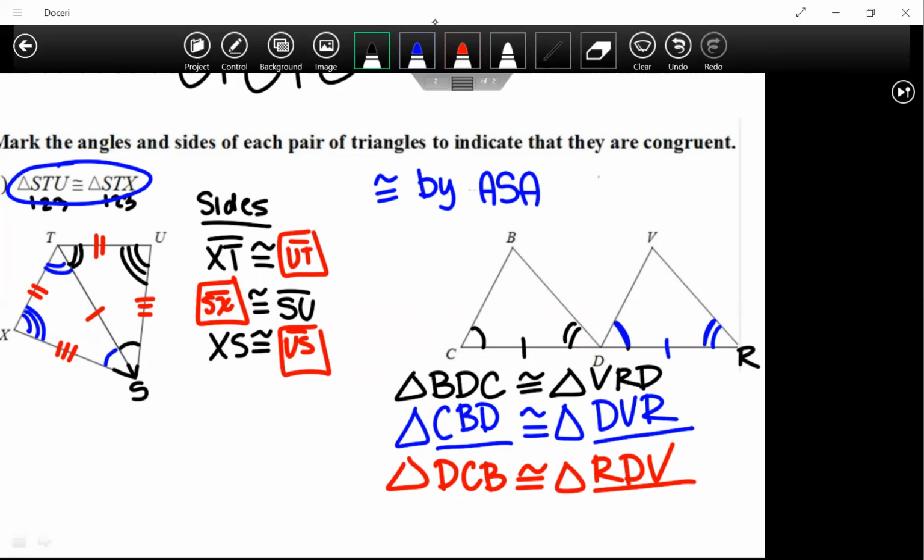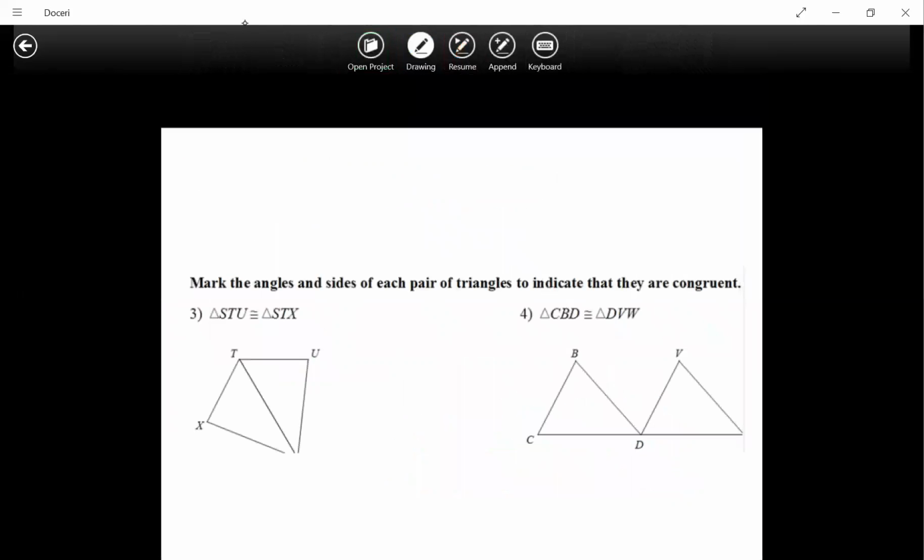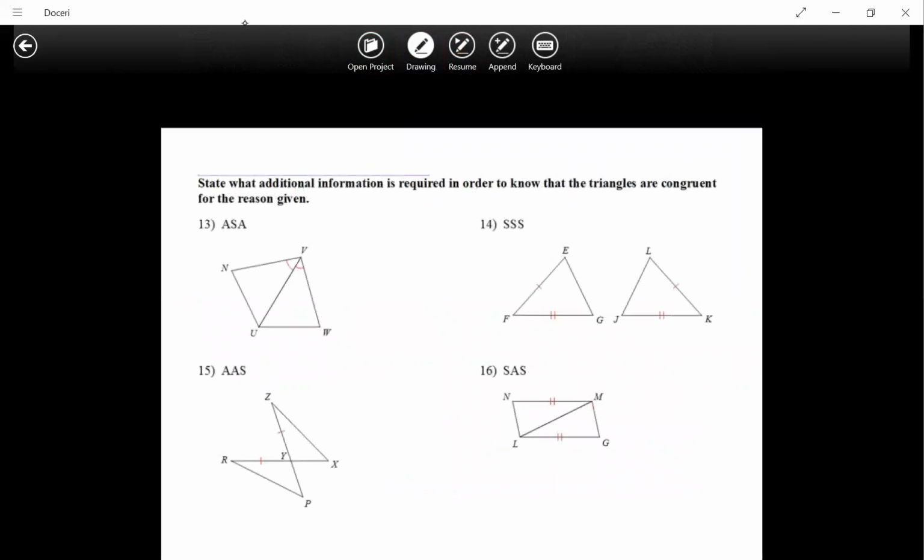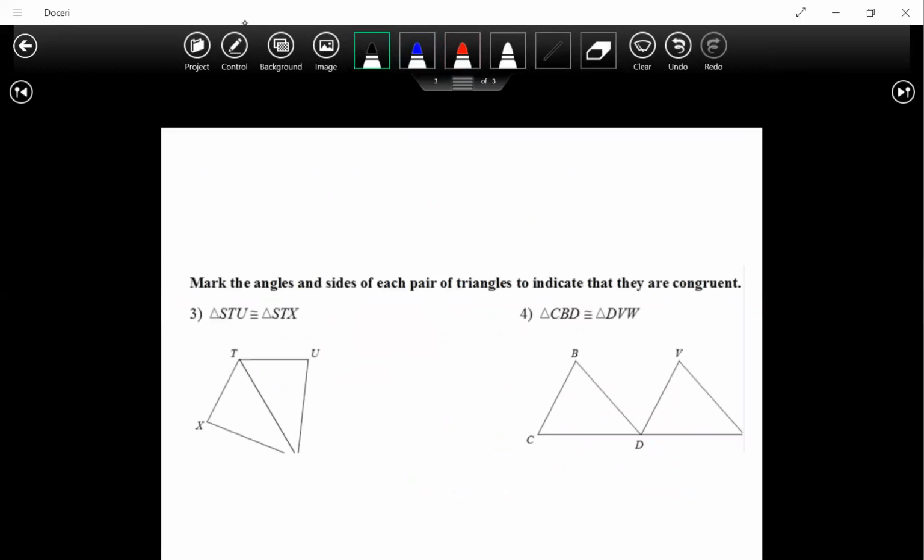I'm going to tell you right now, 4 and 5 are very similar. We're going to come back to that one. Okay, copy down those 4.